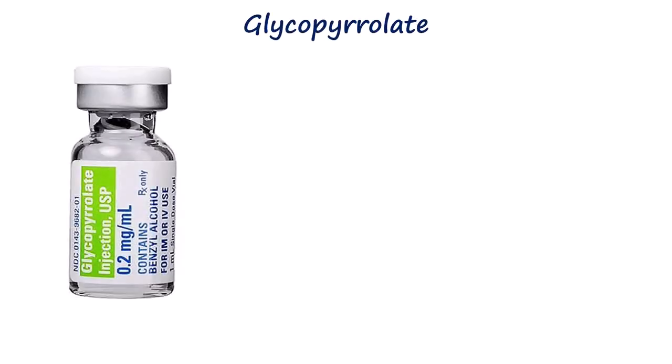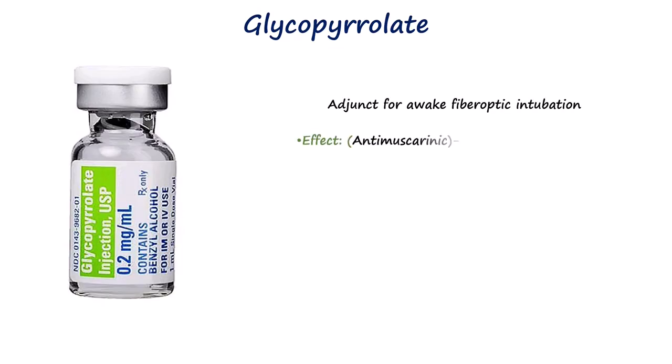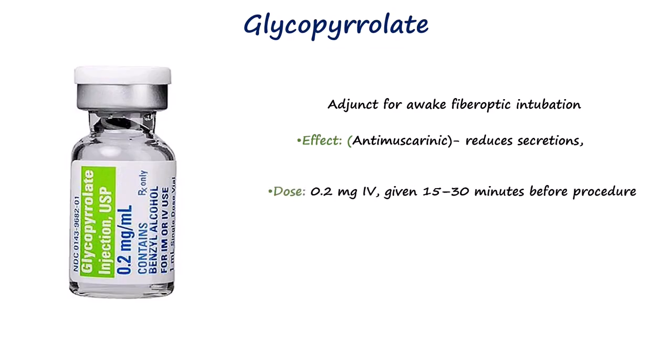Though not a sedative agent, we must mention glycopyrrolate as a premedication or adjunct during awake fiberoptic intubation. Glycopyrrolate works by blocking muscarinic acetylcholine receptors, so essentially it reduces salivary and airway secretions. One of the big issues during the procedure is excessive secretions, which can fog up the scope and make intubation more difficult. We usually give it intravenously, about 0.2 milligrams, around 15 to 30 minutes before we start.